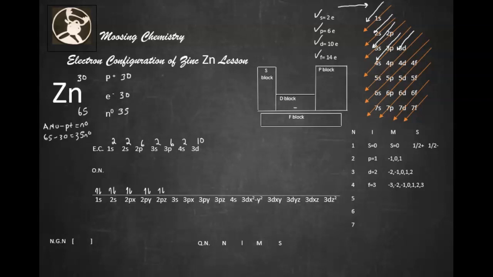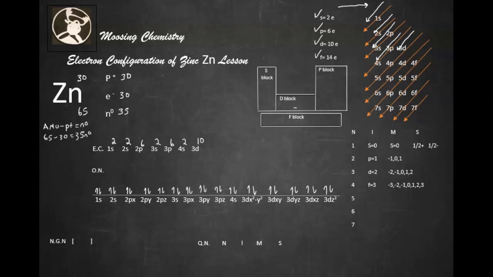You just keep repeating that. So go up and down. Again, up, up, up, and then down, down, down. 4s, up, and then down. Then 3d x squared minus y squared, 3d xy, 3d yz, 3d xz, and 3d z squared. Up, up, up, up, and then up, and then of course down and down.